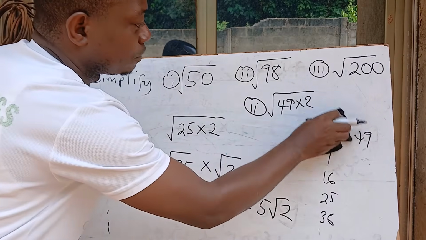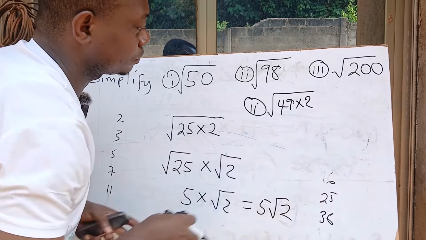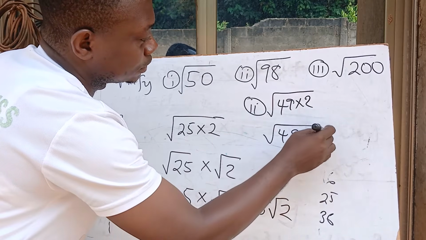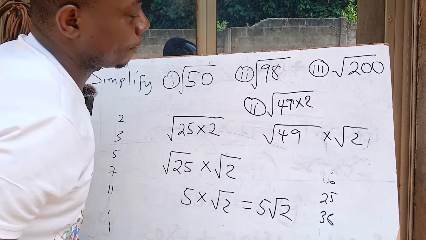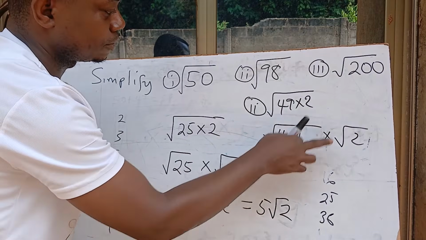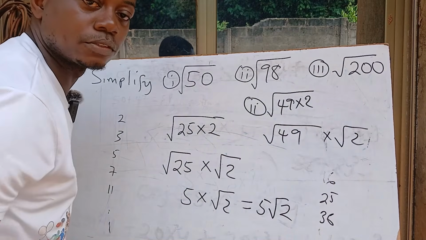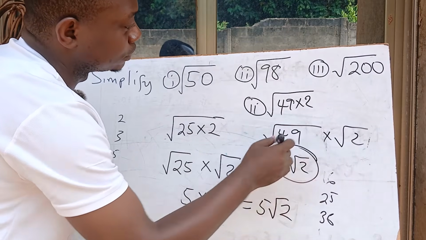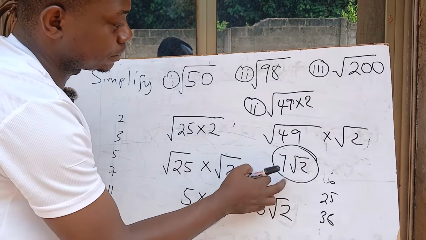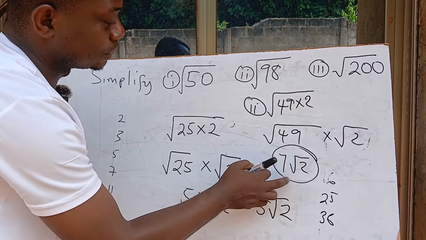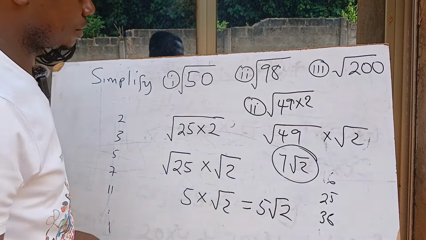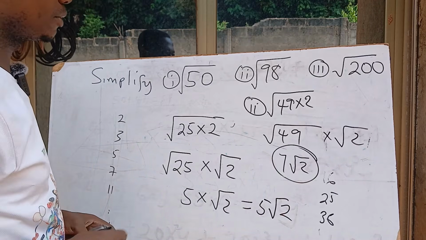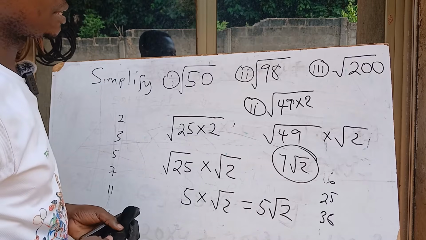So we can write it as square root of 49 times square root of 2. This one is a perfect square. That will be 7, so 7 times square root of 2 will be 7 root 2. This one in its basic form is this. You can't do anything to this again. So that's the answer. You can pause the video and give the third one a try.